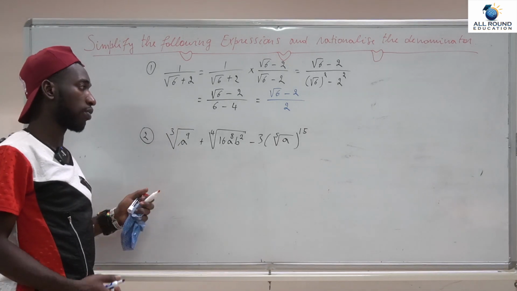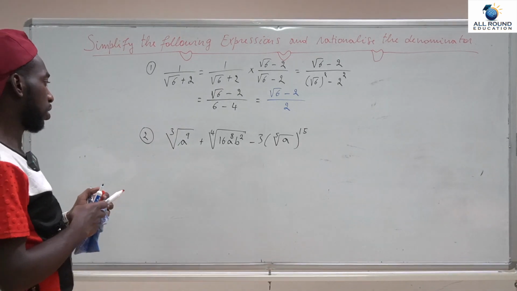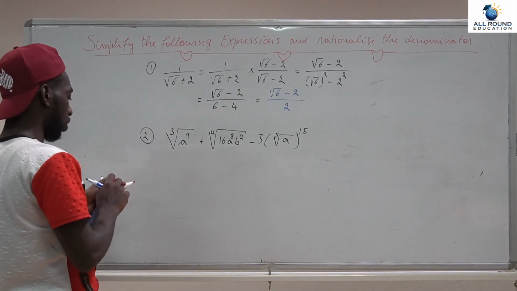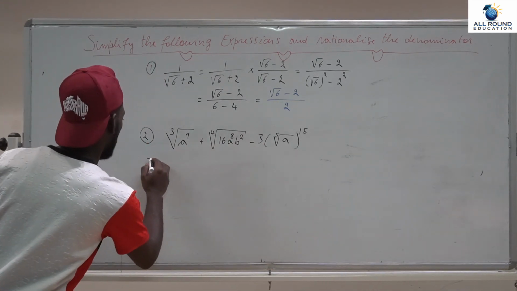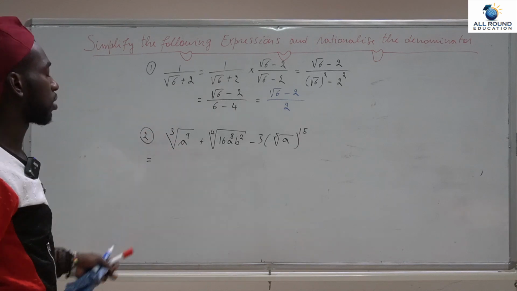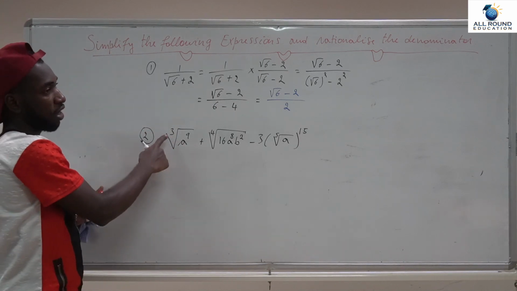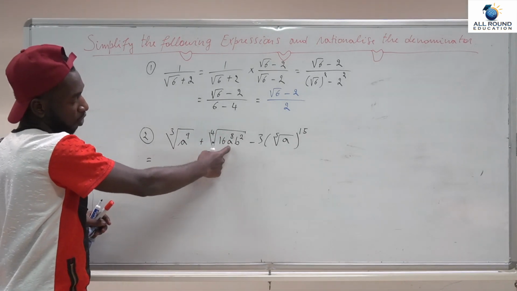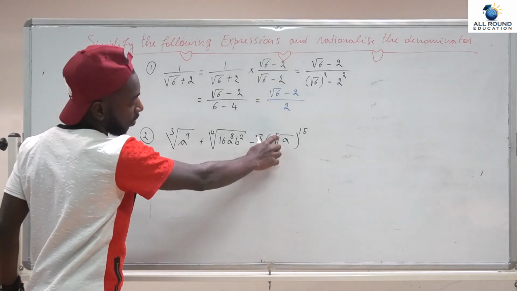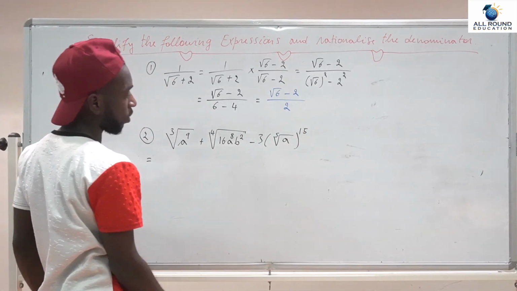Let's look at the second one. I'm going to write underneath this one because I don't want to make it so long on the side. Now with this, notice that this is not a square root. This is a cubic root, and this is the fourth root of whatever expression we have here. And then here, this is the fifth root of a.